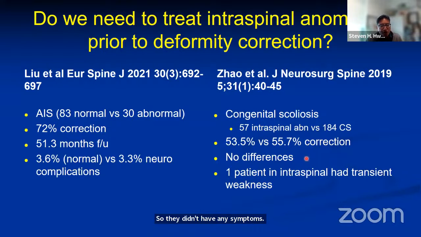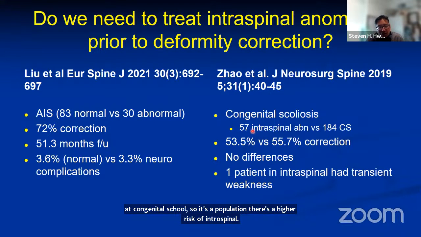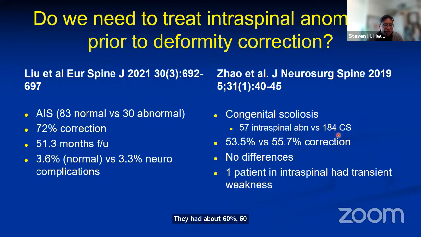Zhao's paper, published a little before that, looked at congenital scoliosis. So it's a population that has a higher risk of intraspinal anomalies. And they had about 60 patients with intraspinal anomalies versus 184 that didn't. They had a little less correction, about 50-60%, but comparable between the two groups, and also no difference in complications or outcomes. They had one patient with transient weakness that resolved. But overall, it wasn't different between the two groups.